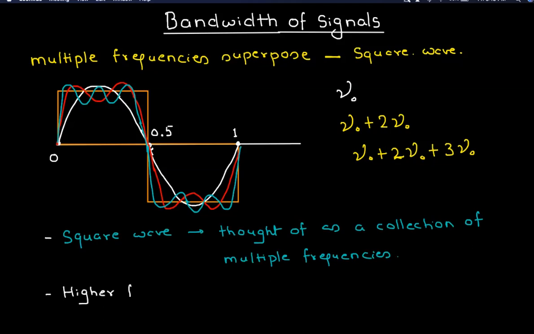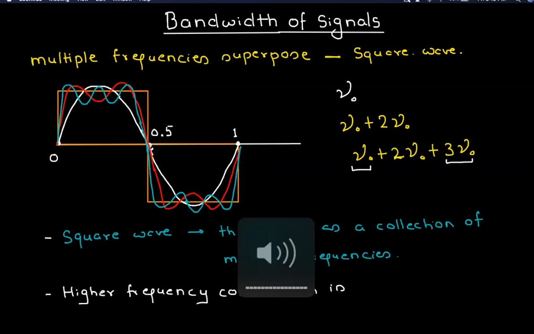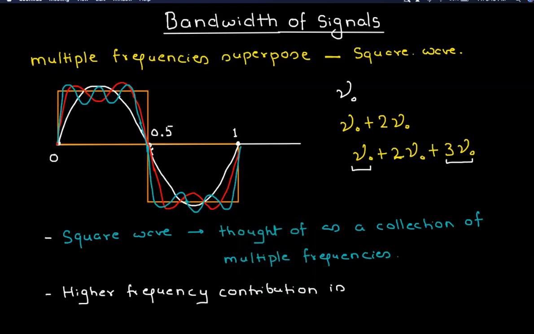And higher frequency contribution, do you think it is lesser or higher? Higher frequency contribution to the square wave formation. What do you think? The contribution of 3 mu naught in the shape of a square wave is higher than mu naught or lesser than mu naught? So it will be higher. Higher kaise ho gaya? Lesser, hai na?